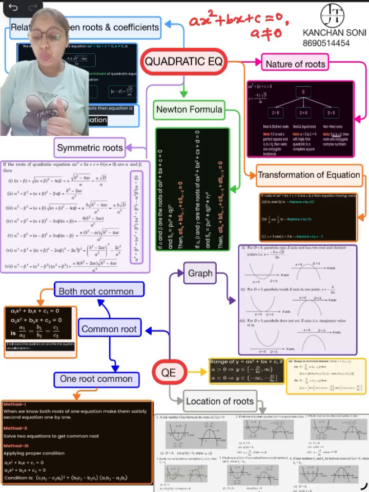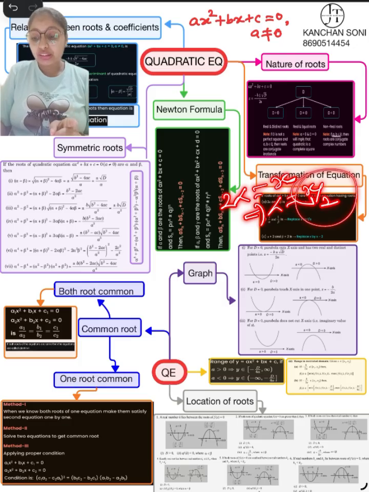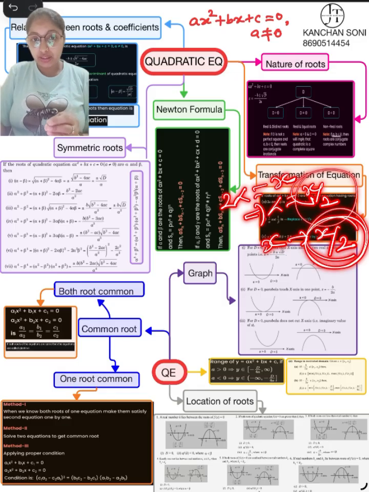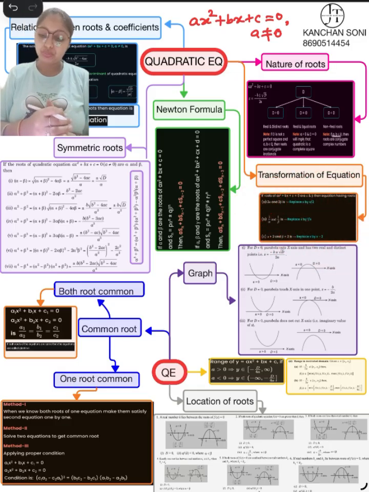I'll just equate 2 alpha equal to x, and from here we'll get alpha equal to x by 2. So now in the equation we'll just replace x by x by 2, and after this replacement, whatever equation we get, its roots will be 2 alpha and 2 beta.